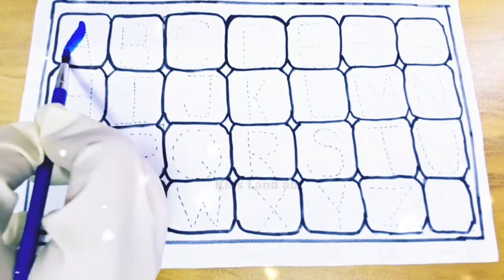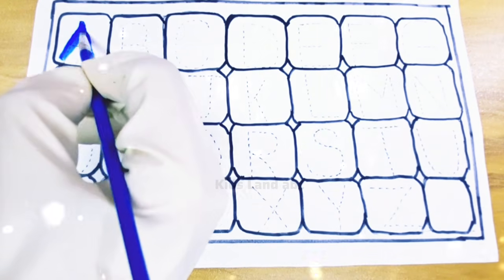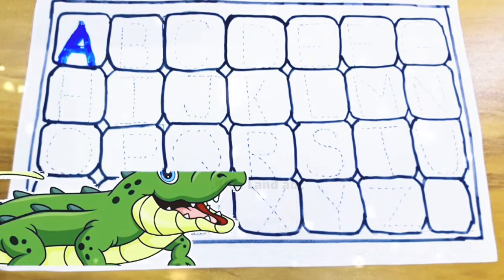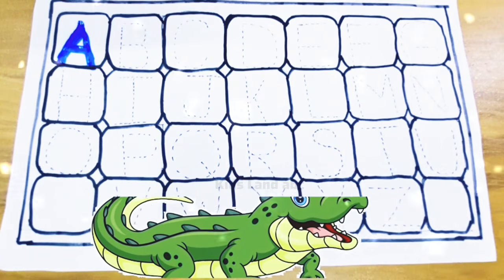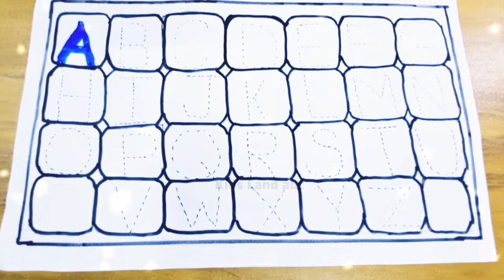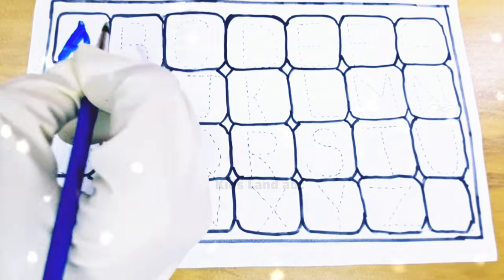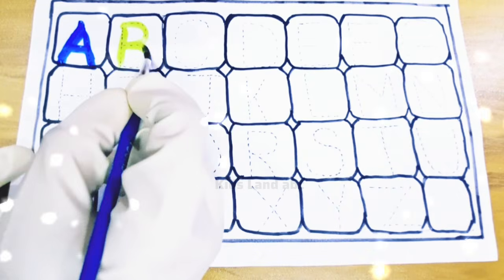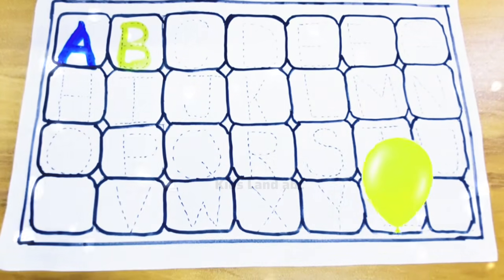Letter A. A for alligator. Alligator. Letter B. B for balloon. Balloon.